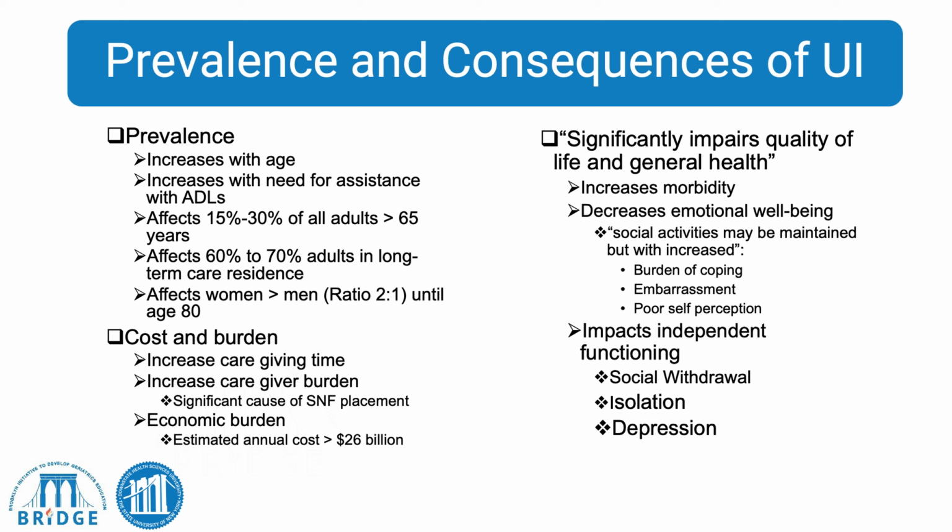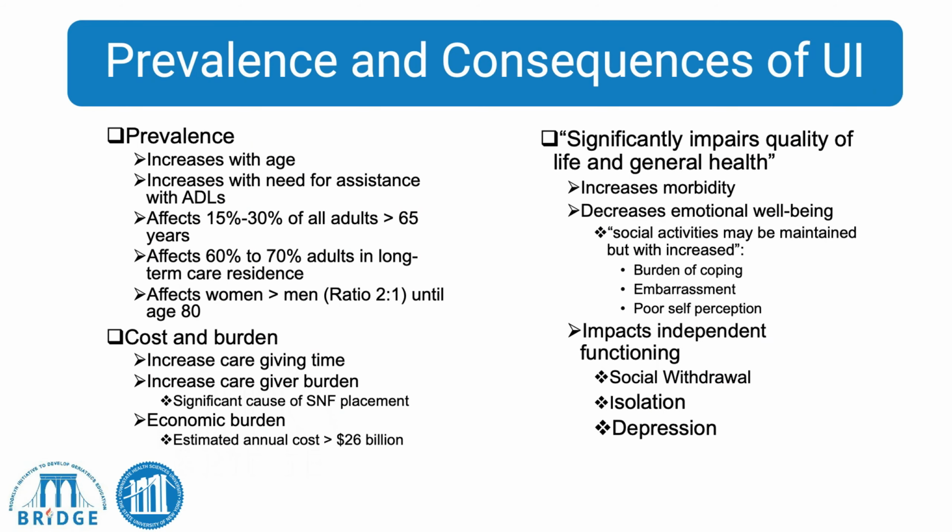Urinary incontinence significantly impairs quality of life and general health. It's associated with an increased risk of morbidity. It's associated with an increased risk of a decreased sense of emotional well-being. In the setting where social activities may be maintained, it's associated with an increased burden of coping and an increased risk of embarrassment and poor self-perception. Urinary incontinence also impacts independent functioning. Urinary incontinence may lead to social withdrawal and social isolation and even depression.